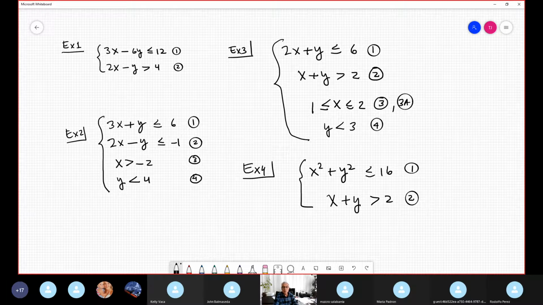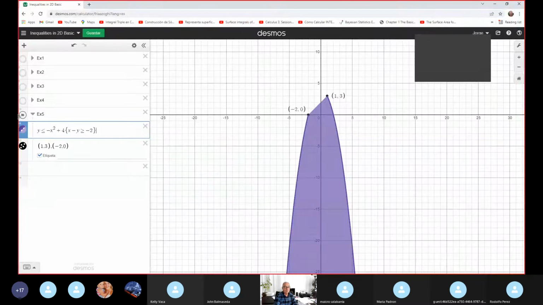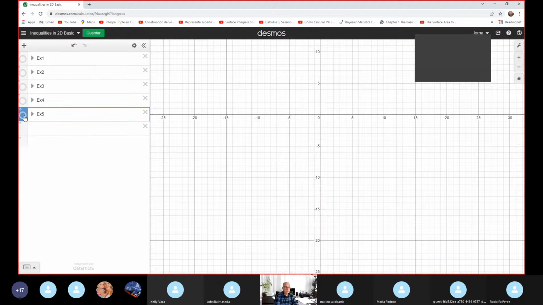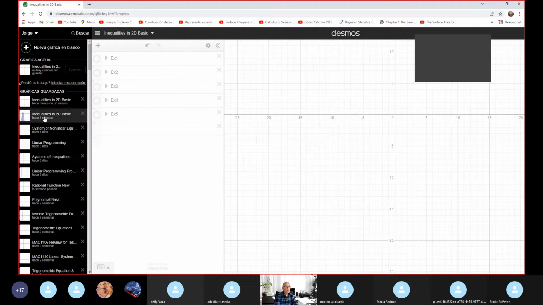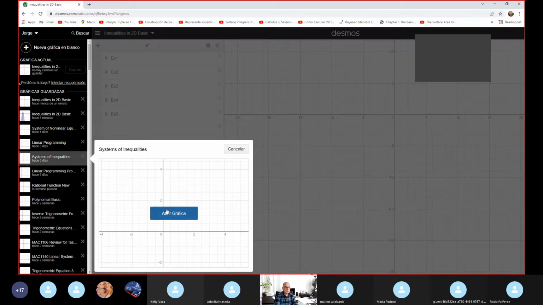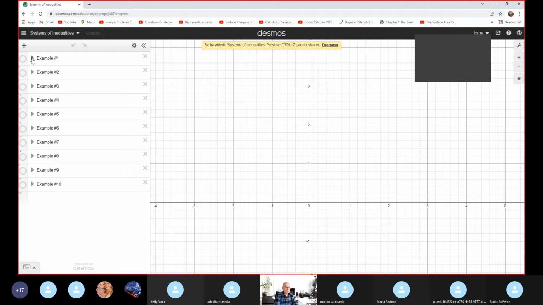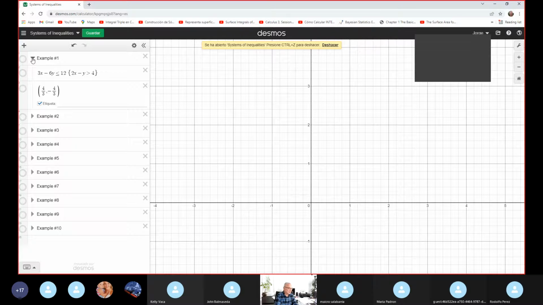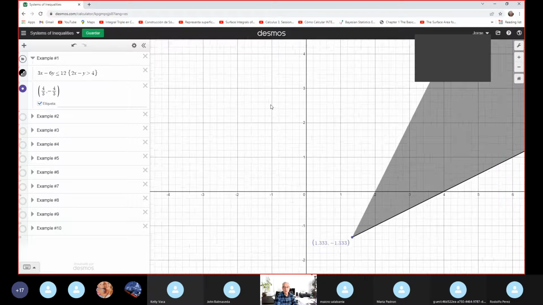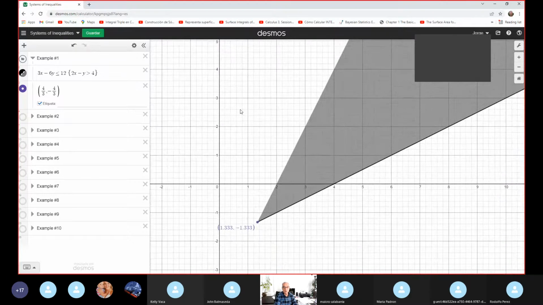Okay, switching to Desmos. Okay. Do you see Desmos or no? We do. Yeah, system of inequalities. We have several examples, 10 examples. Wow. Look at the first one. The first one is 3x minus 6y less than or equal to 12. And inside the curly bracket, you put 2x minus y greater than 4. Wow. This is the answer. This is the solution.